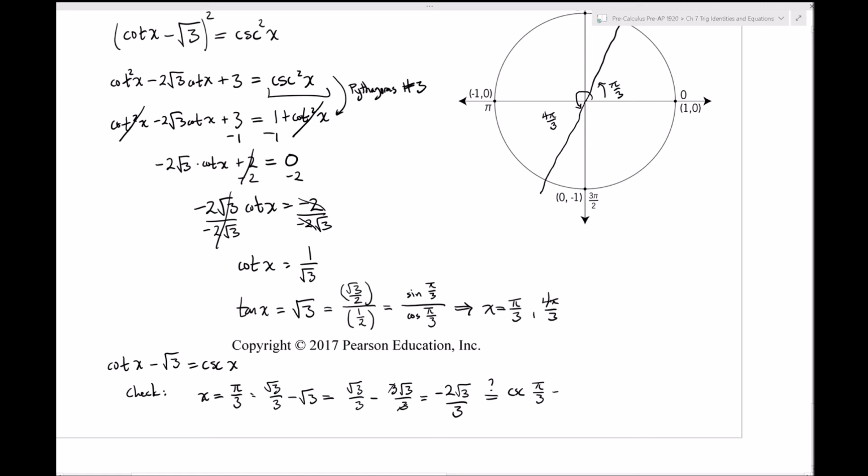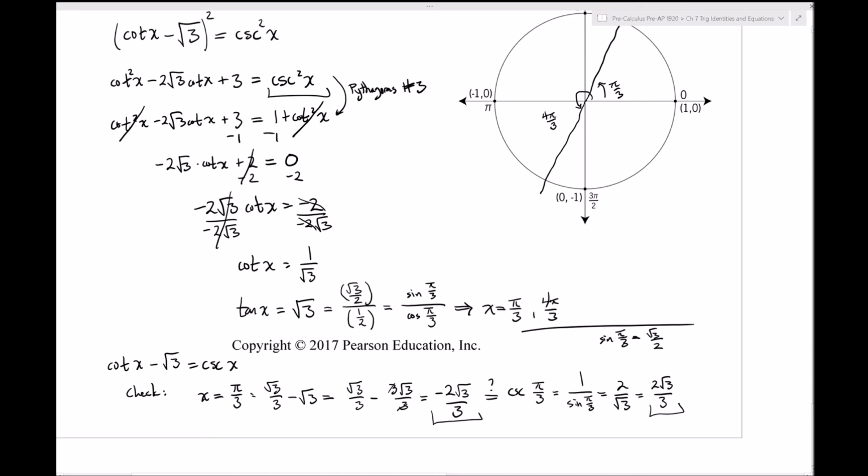So what's cosecant pi over 3? It's the reciprocal of sine of pi over 3, so 1 over sine of pi over 3. Sine of pi over 3, I'll write it up on the top over here, is equal to square root of 3 over 2. We want the reciprocal of that, 2 over square root of 3, and we need to rationalize that, which is 2 square root of 3 over 3.